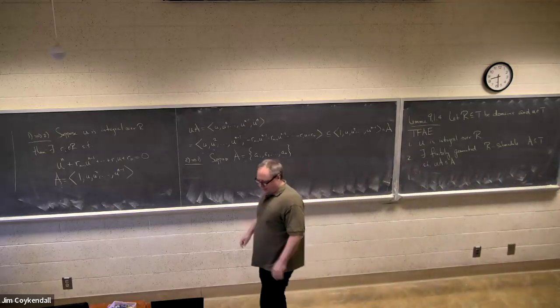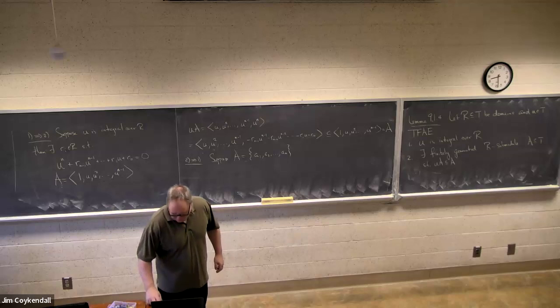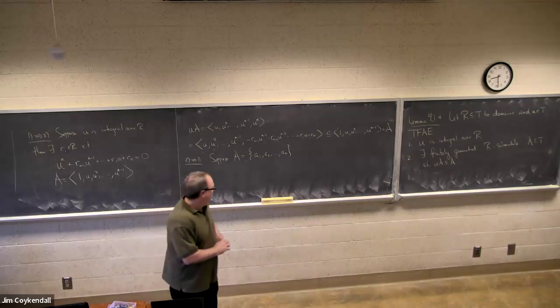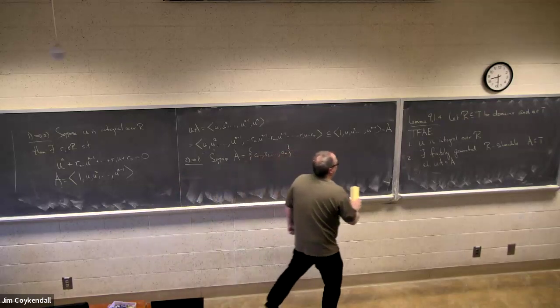Let's suppose that A is generated by these animals right here, so it's finitely generated. So we get the following system of equations here. So let me kind of go through it.